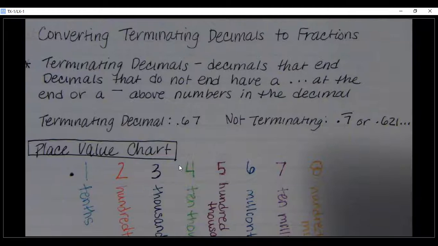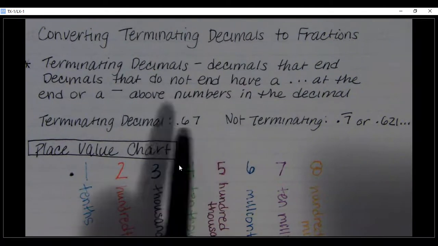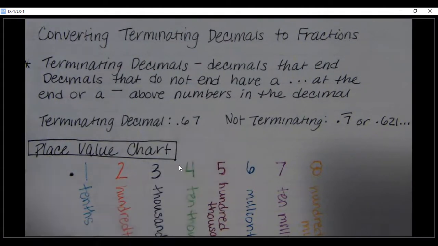Hi everyone, today we're going to be converting terminating decimals into fractions. So terminating decimals are decimals that end. If you see a decimal and then just some numbers behind it without anything else, that's a terminating decimal. It means it ends, it doesn't go on forever.